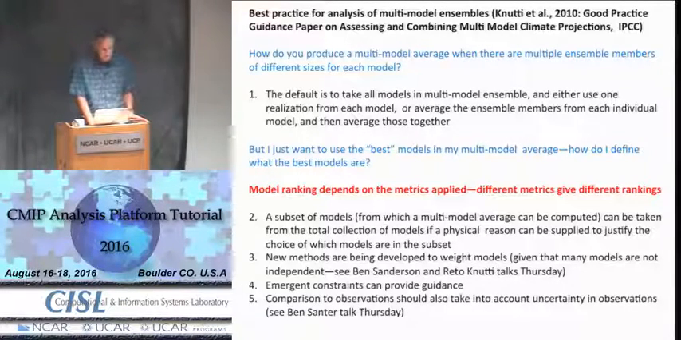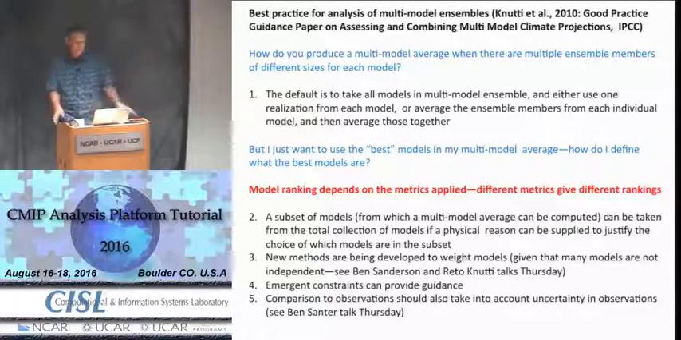Another question people have is, well, there are all these models. In CMIP5, there are over 40 models. I just want to look at the best models. So show me what the best 5 models are, and I'll use those. And the answer is there is generally no best model, because depending on the metric you use to evaluate a model, you'll get a different ranking. Some models do better with precipitation, some models do better with sea level pressure, some models do better in certain geographical areas.